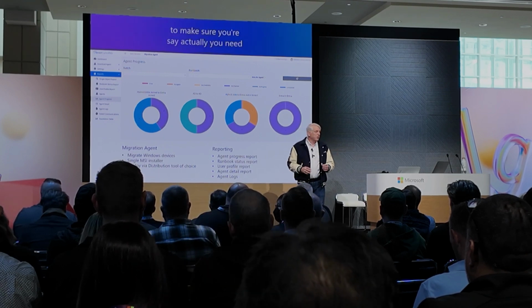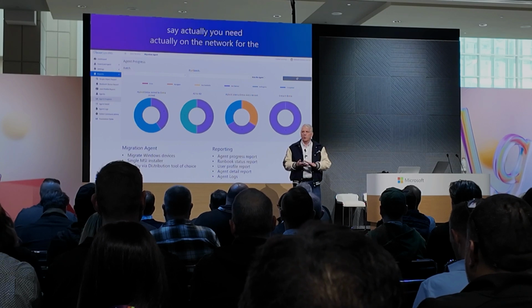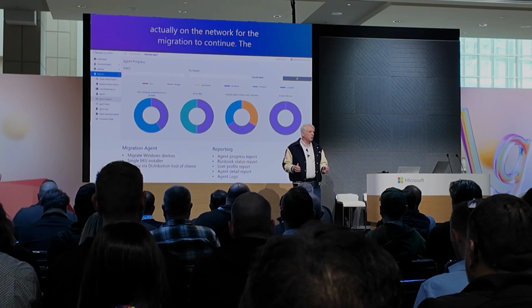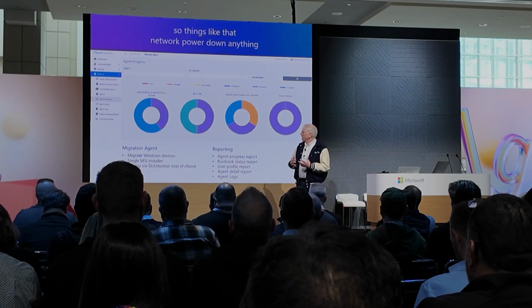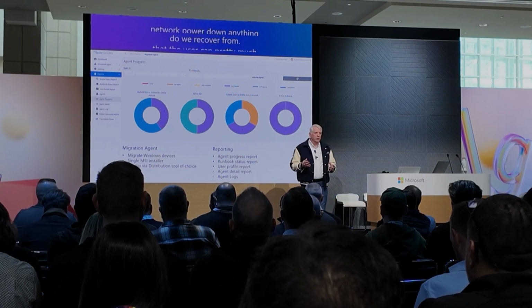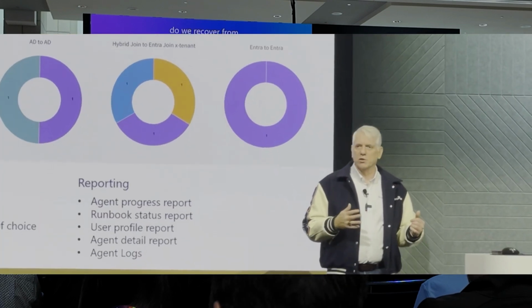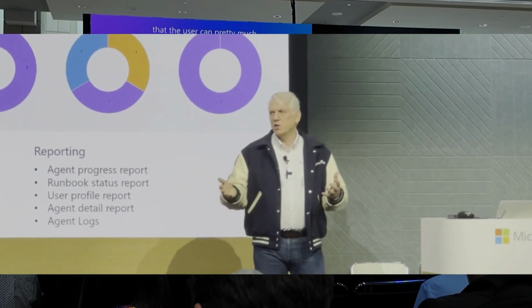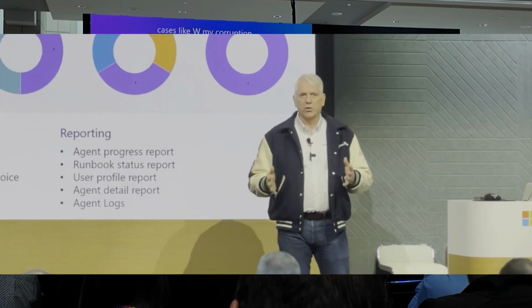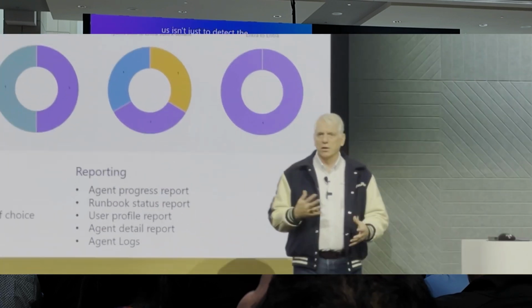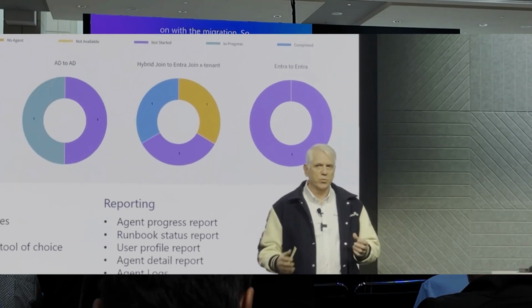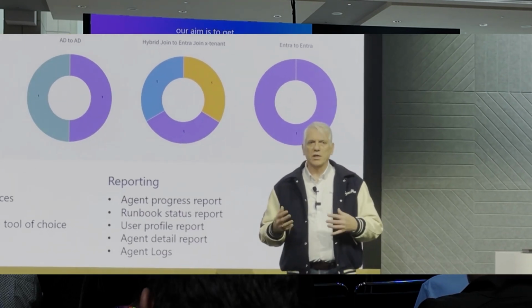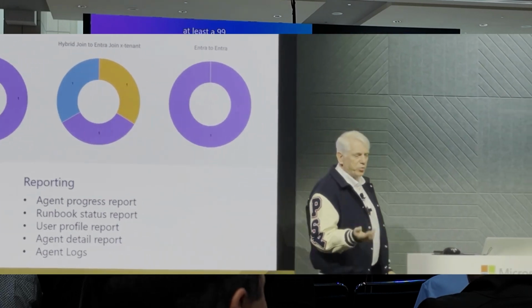The migration agent is very tolerant, so things like network or power down, anything that the user can pretty much do, we recover from. And we have had cases like a WMI corruption where the solution for us isn't just to detect the corruption, we will fix the corruption and then carry on with the migration. So our aim is to get at least a 99%, ideally more than that, success rate. Anything worse than that, and we want to know what's happened and improve the agent.